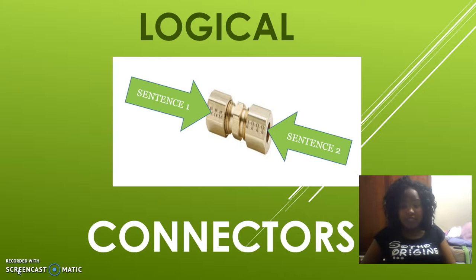I'm going to be giving you a tutorial on logical connectors. As you can see with the illustration before you, there are two arrows pointing towards each other, sentence 1 and sentence 2, with a screw in between them. Now, the screw there plays the role of a logical connector. Let me explain why.